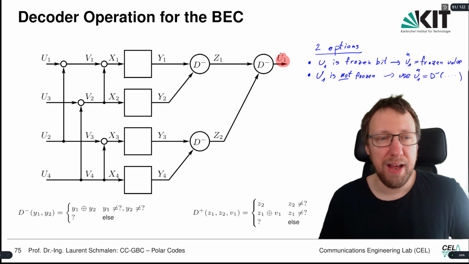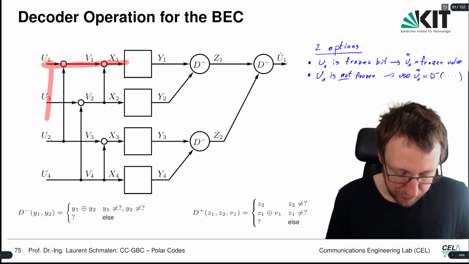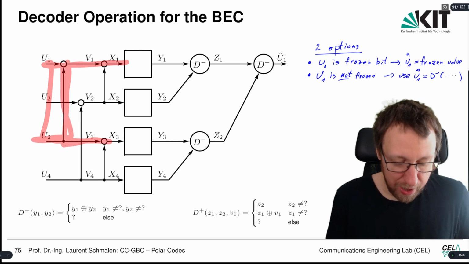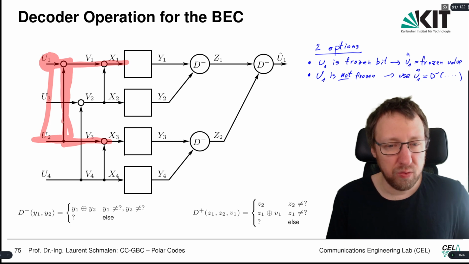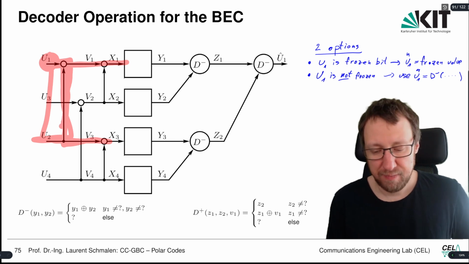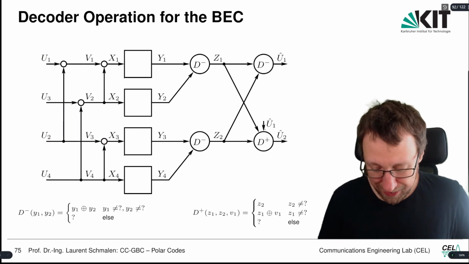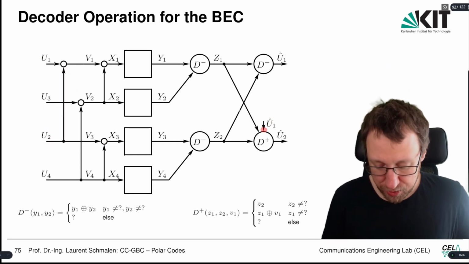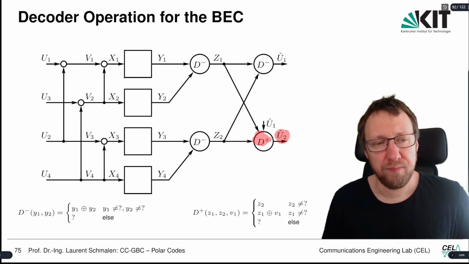Interestingly, we get U1 hat. So now we have this channel transformation and we have U1 hat. So we can use U1 hat to undo the channel D+. That's what we do next. So we use U1 hat to undo this channel with the D+ decoder and get an estimate of U2.